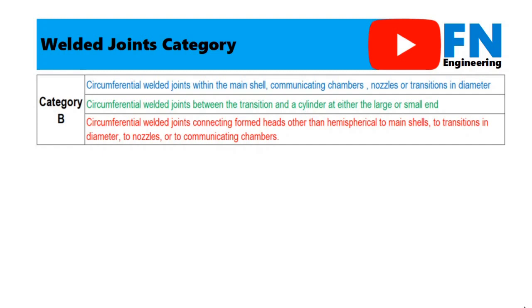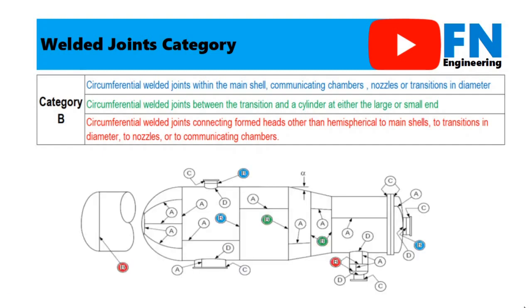Here is the illustration of this joint category. I also give three colors to show the three main types of category B.